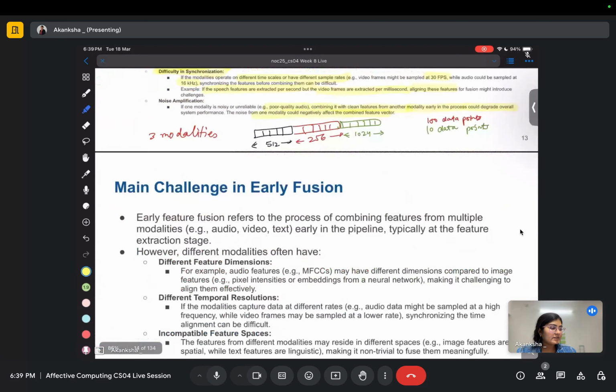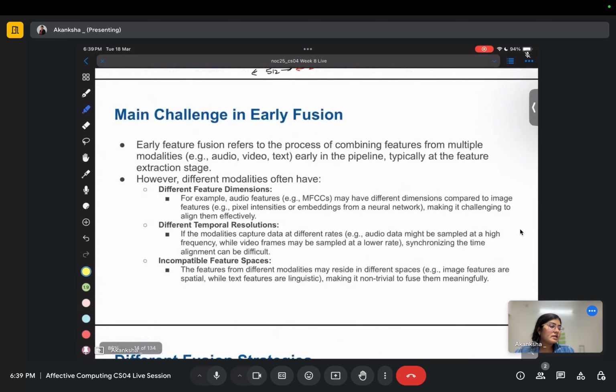So the main challenge, again, as I mentioned, is synchronization. Different modalities have different feature dimensions. Let's say audio features have different dimensions compared to the image features. These are MFCCs and these are pixel intensities, so the range is also different. How are we going to combine the information? Now, different temporal resolutions, different rates or different sampling rates are there. Synchronization is then difficult.